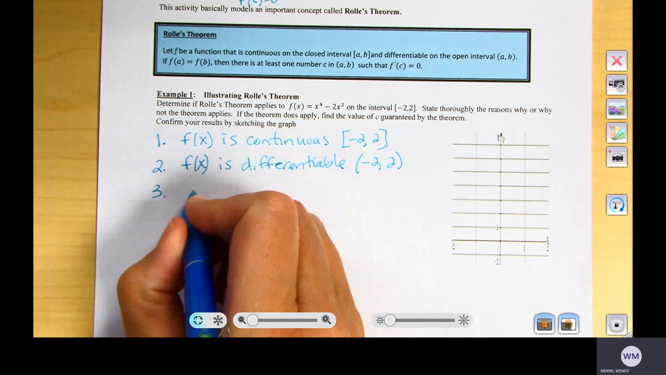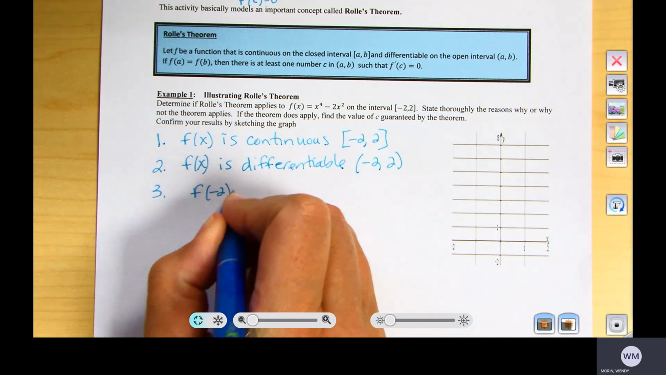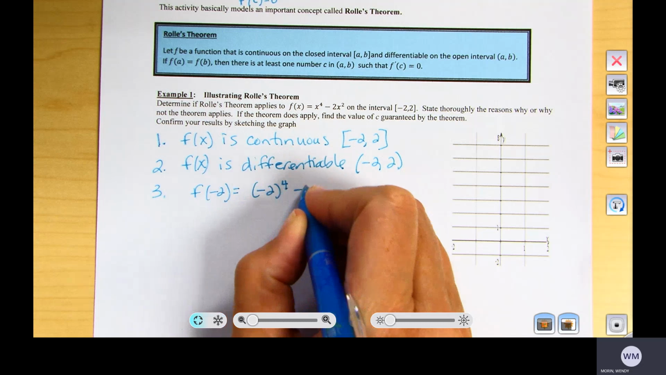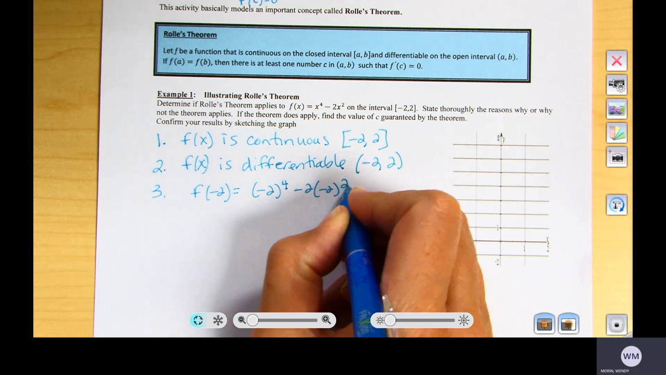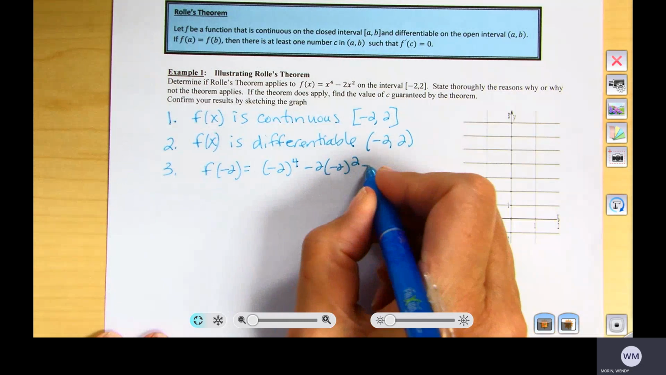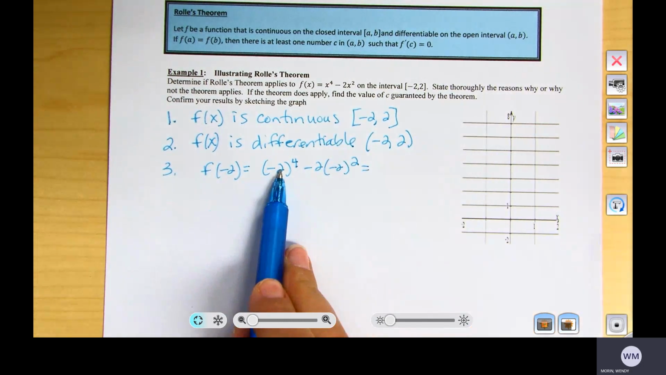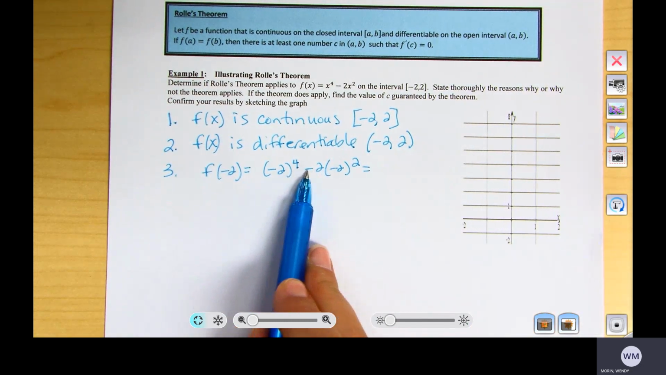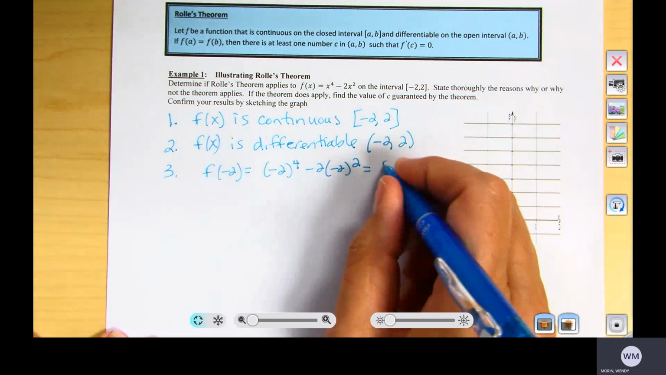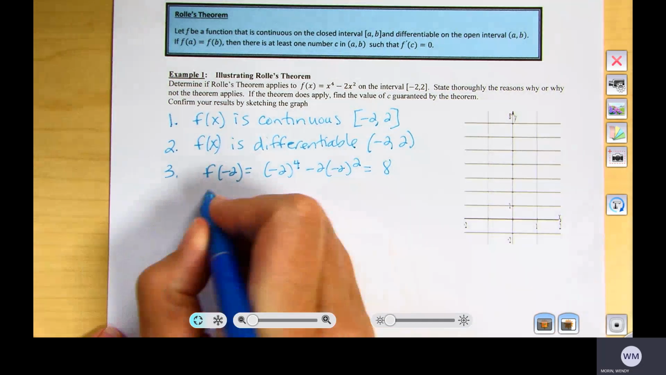We need to find f of -2. So -2 to the 4th power minus 2 times -2 to the 2nd power. What does that equal? That's 16 minus what? 8. So f of -2 equals 8.